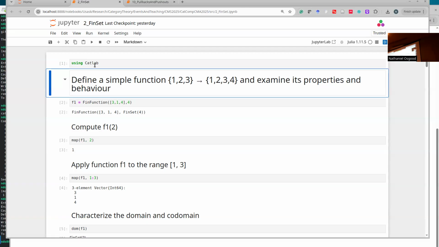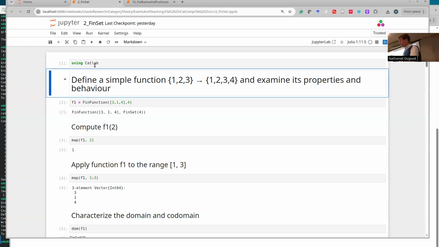This mapping here would have 4 possible mappings. So one of the mappings would be 2 to 1 and 3 to 1. Another would be 2 to 1 and 3 to 2. Another would be 2 to 2 and 3 to 1. Another would be 2 to 2 and 3 to 2. So we're dealing here with a category where we have objects being finite sets, and morphisms being these functions between them.